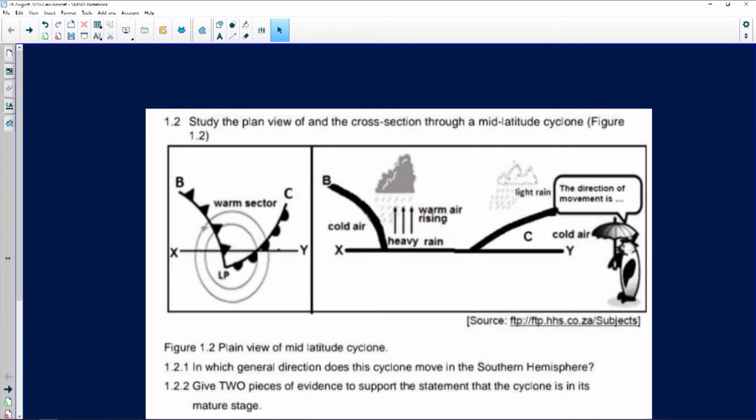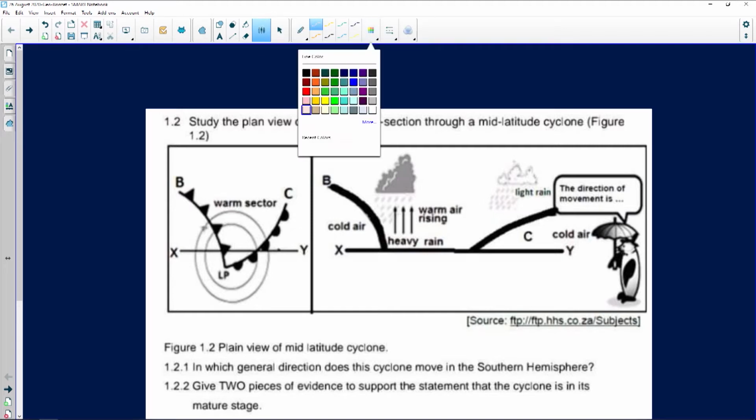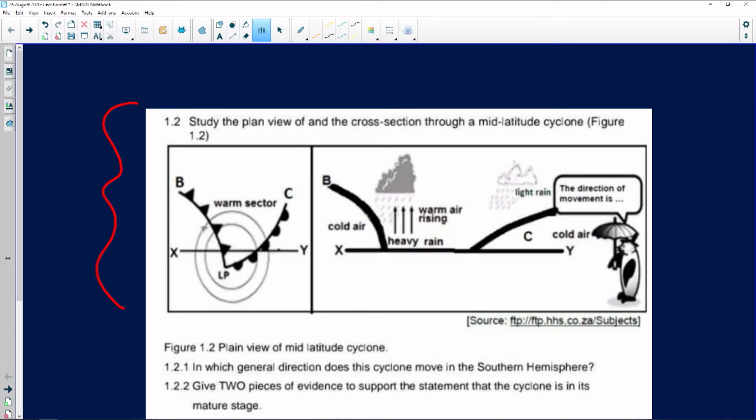Okay, so our first question here is from KG. Thank you very much for this question, and it is regarding climate. Currently we experience quite a lot of this weather phenomenon in South Africa, and this is a mid-latitude cyclone. Now pay attention to the question.